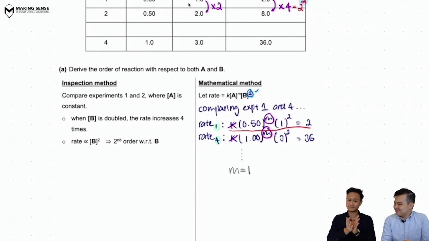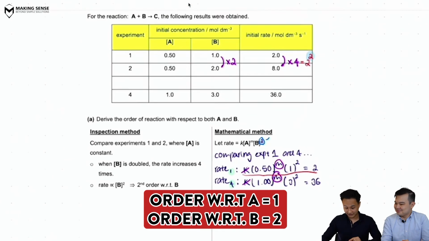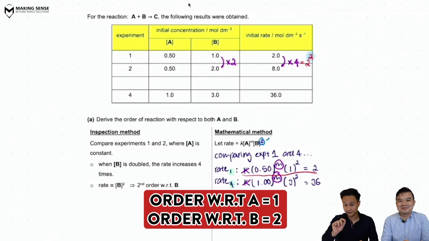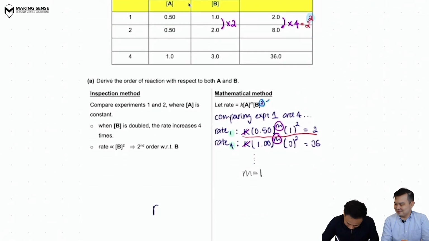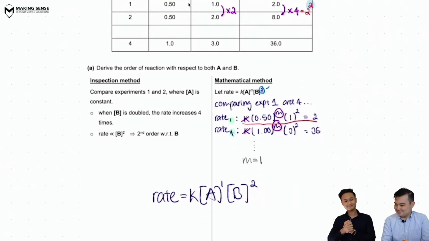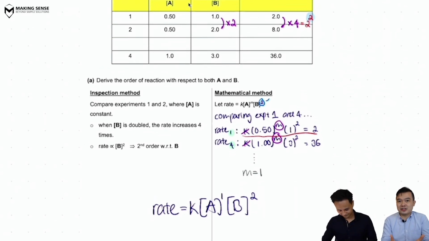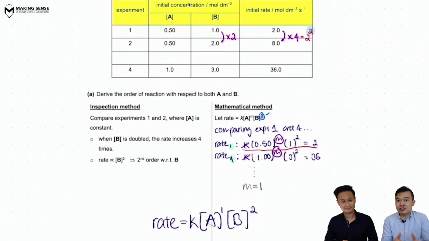Okay, and that's it, right? So this is where we have the inspection method and the mathematical method. From here, we can conclude the order with respect to A is 1, the order with respect to B is 2. So my rate equation will be a very simple rate equals k[A] raised to the power of 1, which is the order, and [B] raised to the power of 2. And that's it. This is one of the very typical questions, and you have to be very proficient at this method.